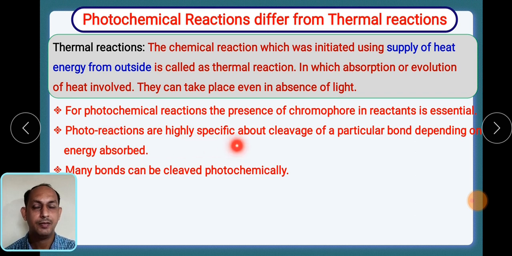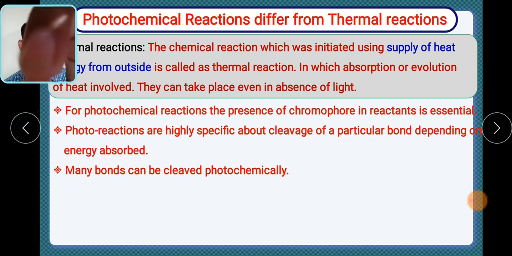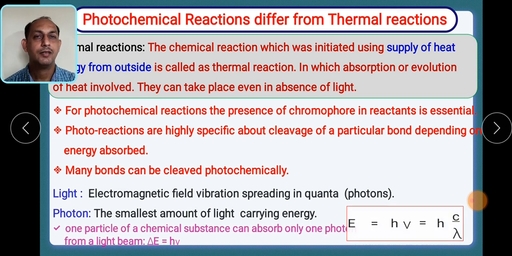Photoreactions are highly specific in terms of cleavage of a particular bond depending upon the energy absorbed. In a photochemical reaction, whatever light energy we supply, only particular bonds are going to cleave or break after absorbing that energy. So we can say many bonds can be cleaved photochemically, many bonds at one particular time. This is a basic thing we need to remember in the case of photochemical and thermal reactions.